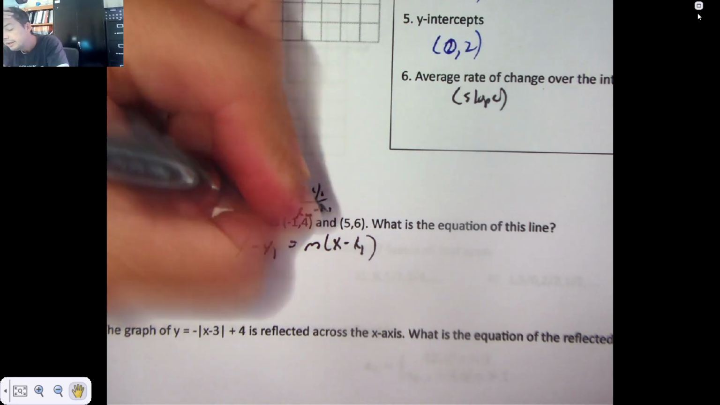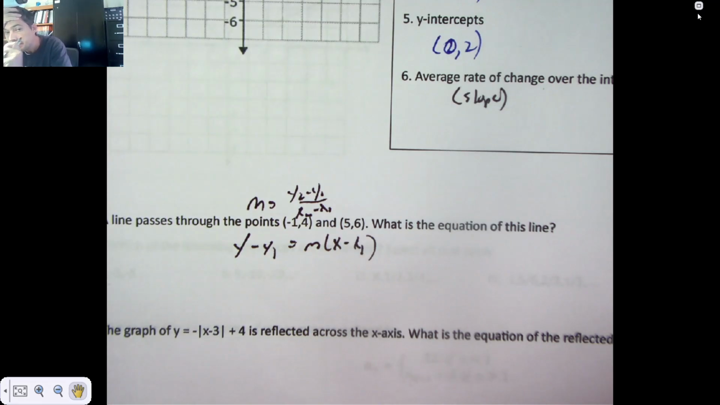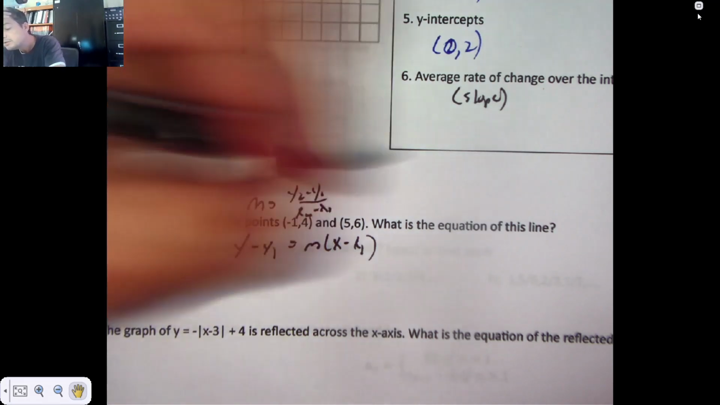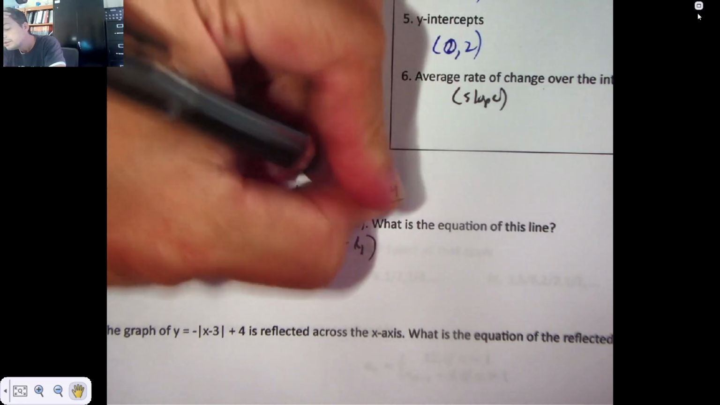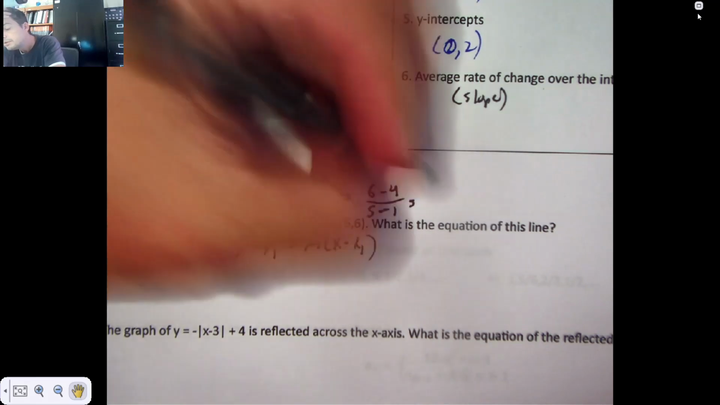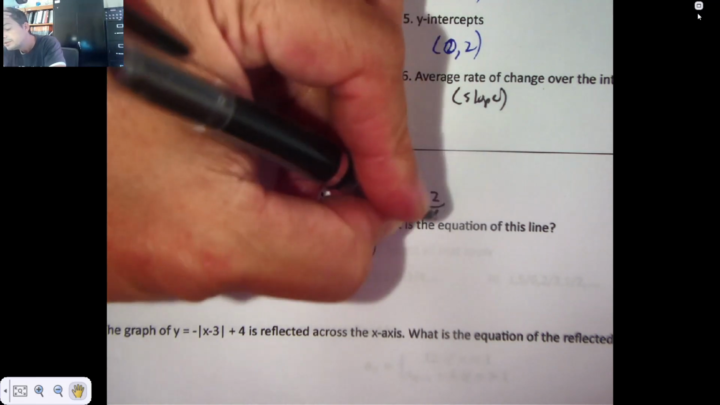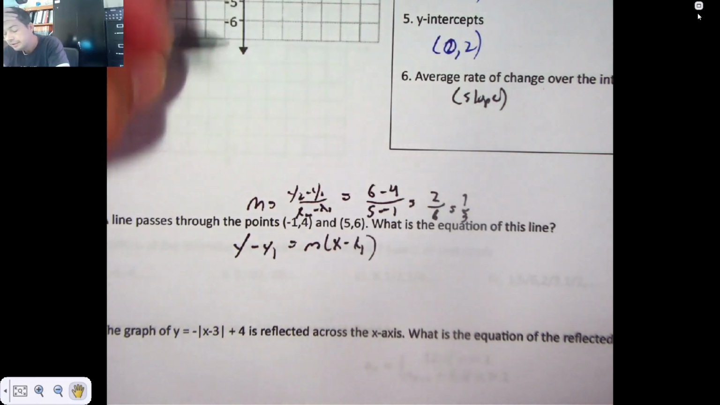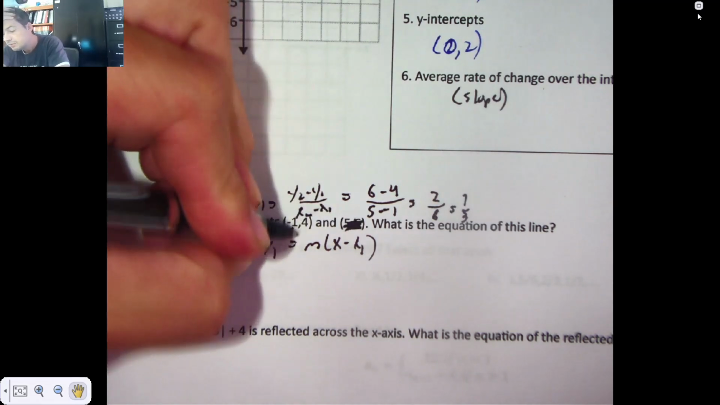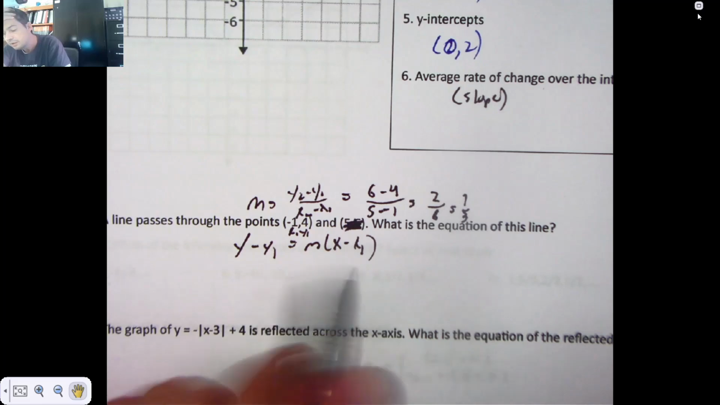I'm not trying to be negative. I'm trying to get you to memorize. So my slope is going to be 6 minus 4 over 5 minus the negative 1. 6 minus 4 is 2, 5 minus negative 1 is 6, reducing to 1/3. And then I just throw away a point because I'm going to use this to get x1 and y1, which is what this guy wants.